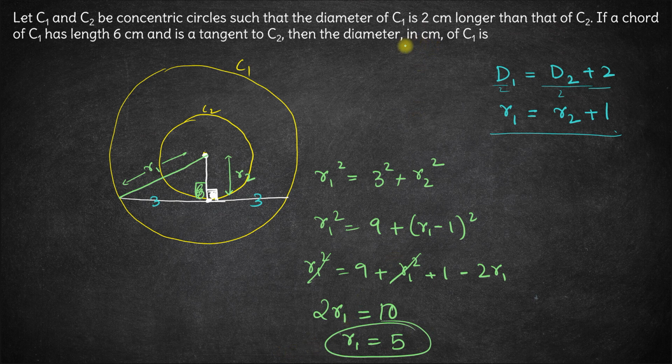And since all these lengths were given in centimeters, this 2 was in centimeters, this 3 was in centimeters, R1 comes out to be in centimeters. So the radius R1 of circle 1 is 5 centimeter, but we have to give the diameter of the circle. So the diameter will be twice of 5, which is 10 centimeters. So the answer to this question is 10.